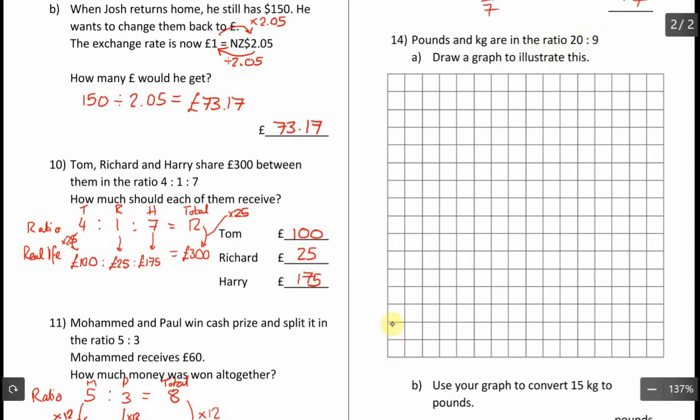Let's see how many squares there are. 1, 2, 3... 16 squares, so not enough to go up in ones to reach this 20, so we're going to have to go up in twos. 2, 4, 6, 8, 10, 12, 14, 16, 18, 20. I'm just going to put a little mark there. 22, 24, 26, 28, 30. Okay, I know I've gone a bit further there, but that might come in handy. Just put a mark at every 10.